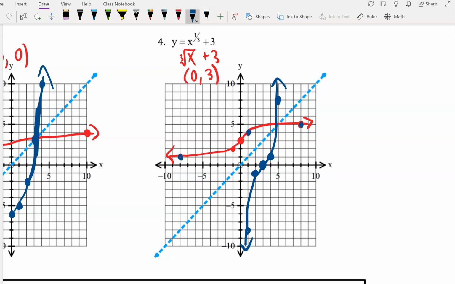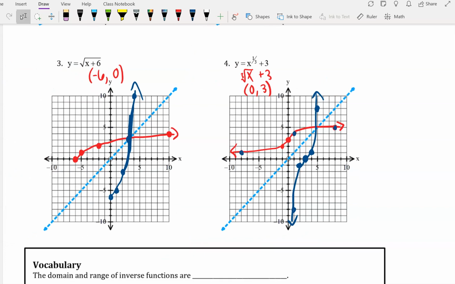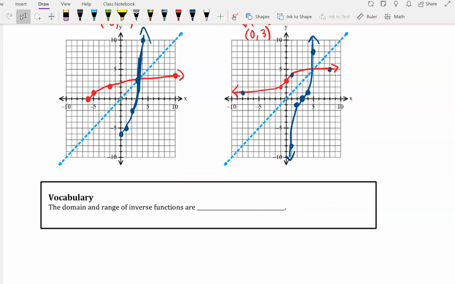Alright. And then what we have there is a cube function. So the inverse of a cube root is a cube, which hopefully kind of makes a little sense.